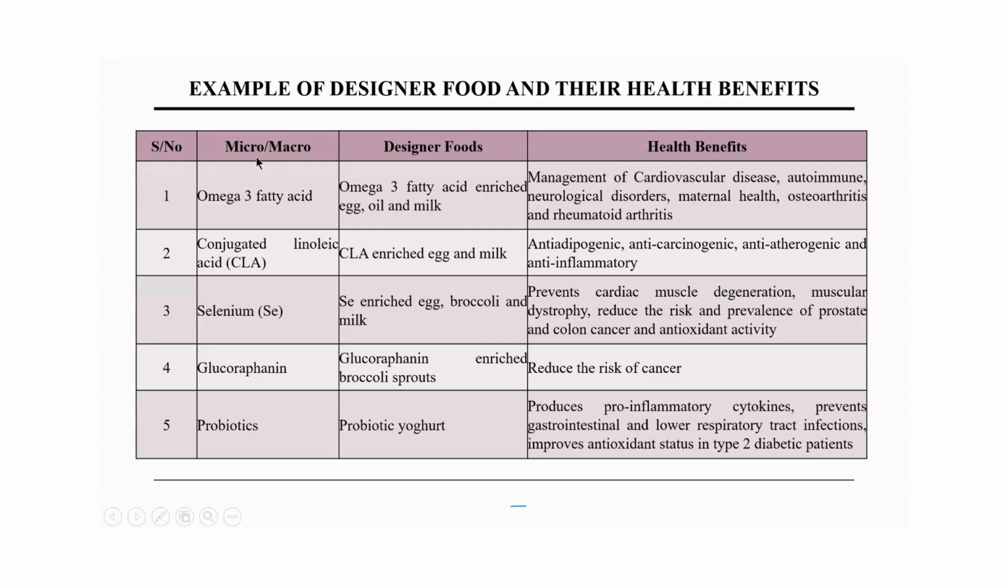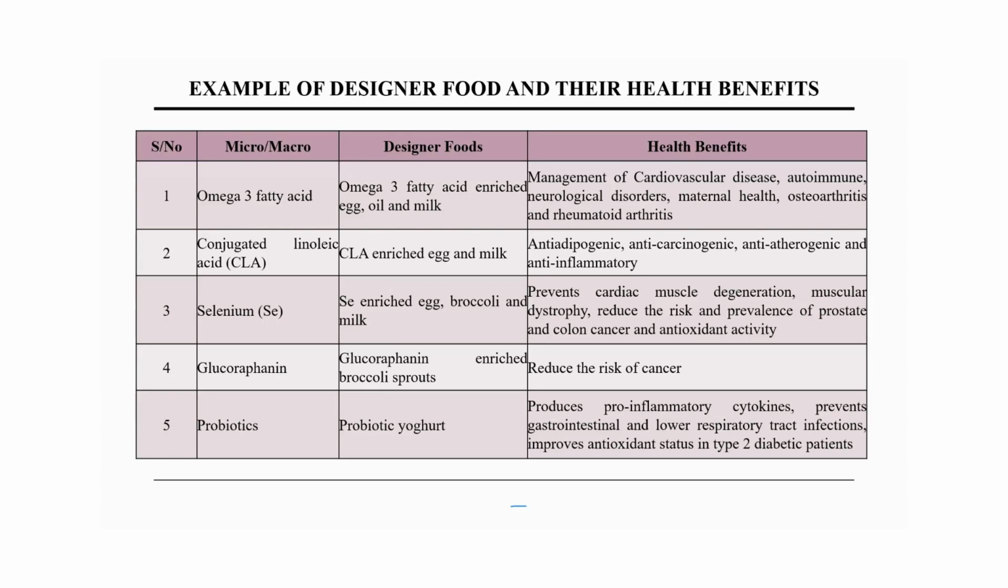What are all the micro and macro nutrients or substances we are adding in designer food, and the health benefits. Omega-3 fatty acid: omega-3 fatty acid enriched egg, oil and milk. You may be aware of that. It helps in the management of cardiovascular disease, autoimmune disorders, neurological diseases, mental health, and other cognitive function related diseases. Then conjugated linoleic acid, selenium: selenium enriched egg, broccoli and milk, which will prevent cardiac muscle degeneration, reduce the risk and prevalence of prostate and colon cancer. Also it is valued for its rich antioxidant activity.